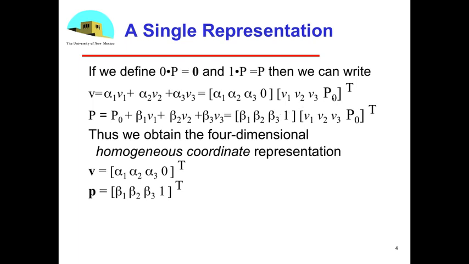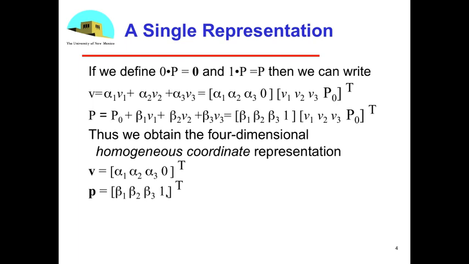So if we understand what the frame is, I say within that frame, the vector is represented here with the 4 scalar constants, alpha 1, alpha 2, alpha 3, and 0, and the point is represented by beta 1, beta 2, beta 3. And here's the key issue. It has a 1 here.